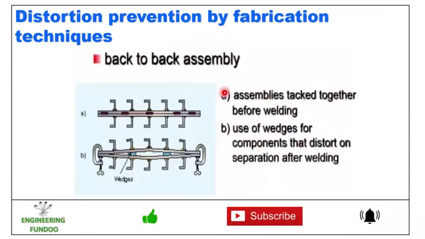Then we have distortion prevention by fabrication technique, back to back assembly. Here you can see if we are welding two items together, two plates together, then we need some kind of wedges to be used in between, so that after welding it will not have any effect of distortion. We can hold it together with the clamp in between with wedges, so that after welding if we remove these wedges, automatically it will come straight.